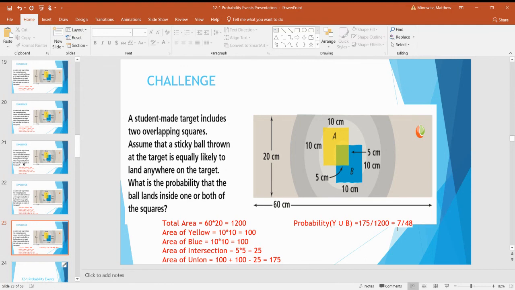So this is the first lesson in probability events. Can we figure out the part we want to happen over the total that's possible to happen? That is the intro to probability.